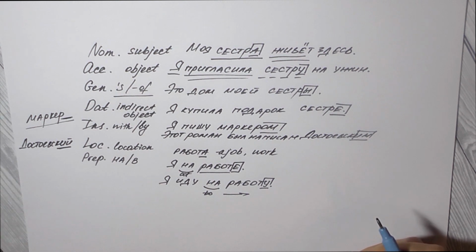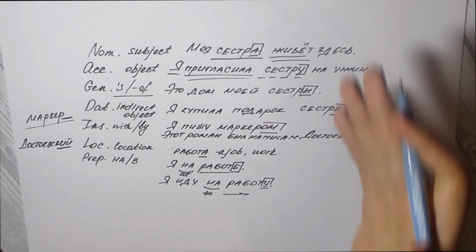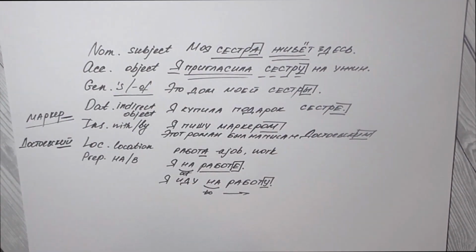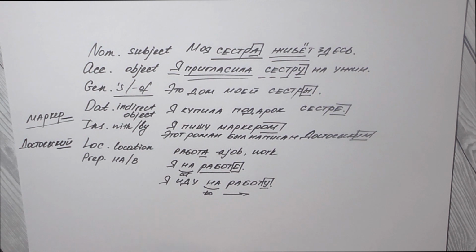So that's it. We have gone over the main functions of the six Russian cases. In the next videos, we will have a look at each of these cases in much more detail, and at the ending patterns of each gender, of feminine, neuter, and masculine nouns. But for this quick overview, I guess that's enough.